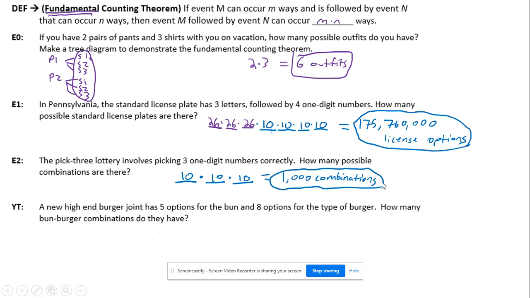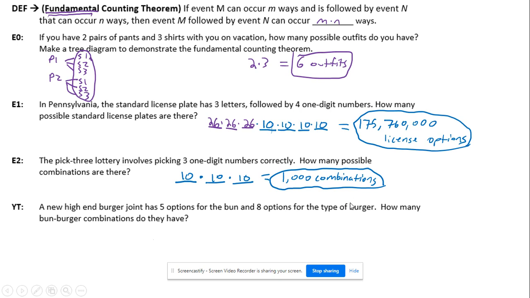Now, the pick three lottery usually pays out about maybe $100. It costs $1 to play. You win it, you get $100, $200. Not a huge payout. Why? It's only 1,000 different combinations. So if you buy one ticket for the pick three lottery, you have a 1 in 1,000 chance of winning.